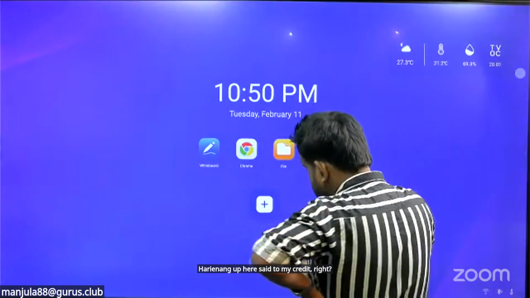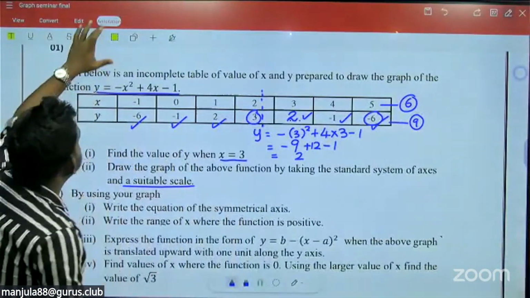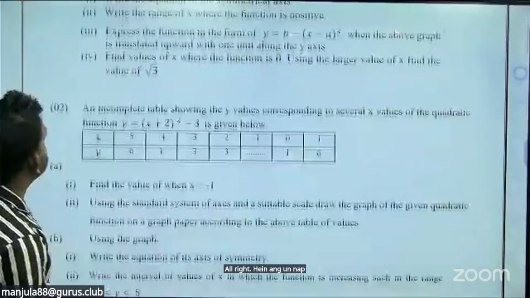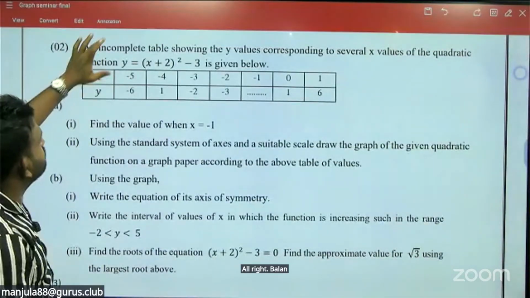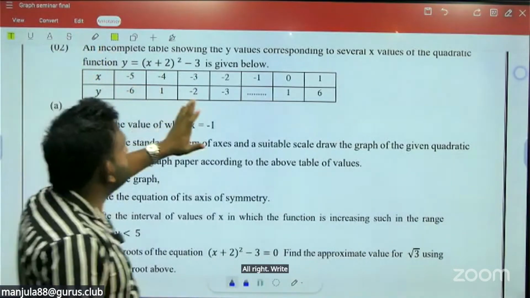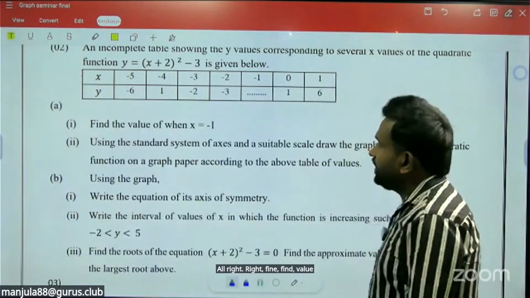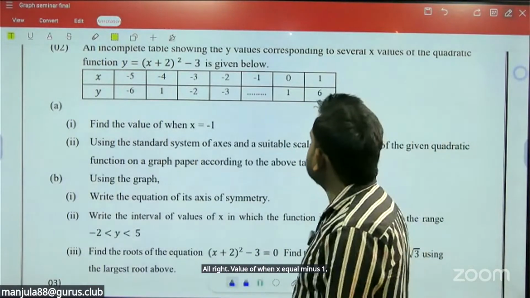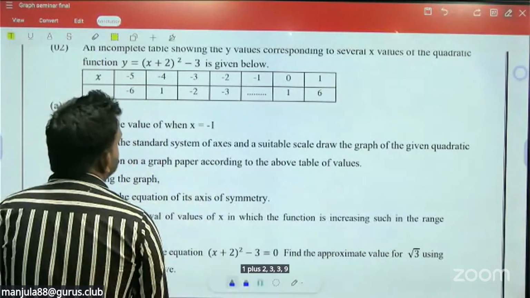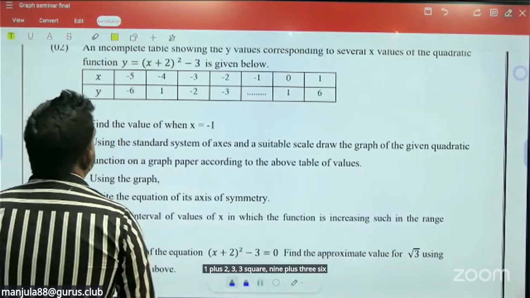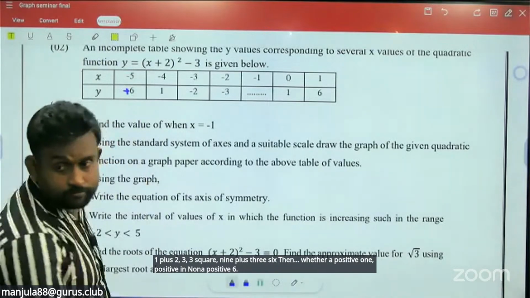Where did we put that graph? This is it, right. Then we are going to the second one. Right, now you can quickly increase it. See, the format is different, with different equations. Incomplete table given the quadratic equation, right. Find the value when x equal -1. See the symmetry. Is this wrong? Coordinate: 1 plus 2 is 3, 3 squared is 9, plus 3 is 6. Then here it should be positive. That was wrong. It is positive 6, right?